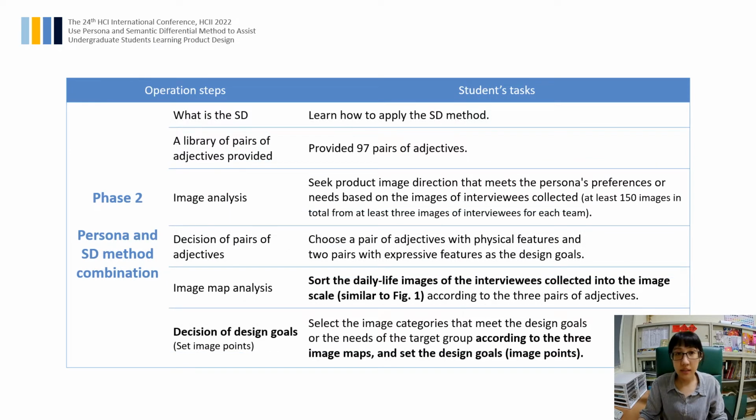And at the second phase, the persona and SD method will be combined. We will also teach students how to use the SD method. All the students will have 97 pairs of objectives to choose from. And then students have to finish 3 image scales, and from the image scales find out the design opportunity based on users' needs. And then they have to set their design goals.